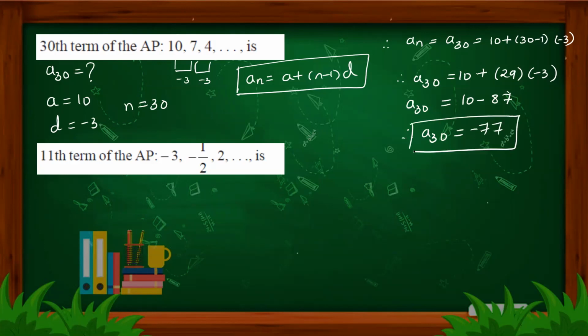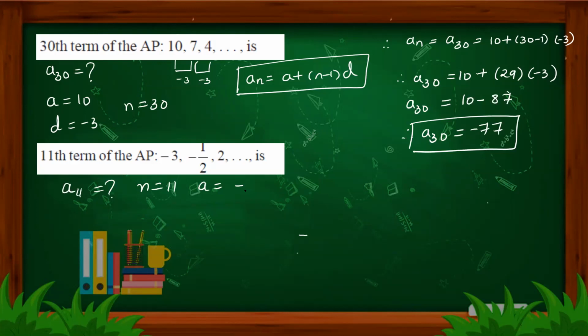So this is the 30th term. In this way, you need to solve the questions. Now again, one more question like this. Find out the 11th term of an AP. So 11th term, that means A11, we need to find out what is n in this case. n will be 11. What is A?